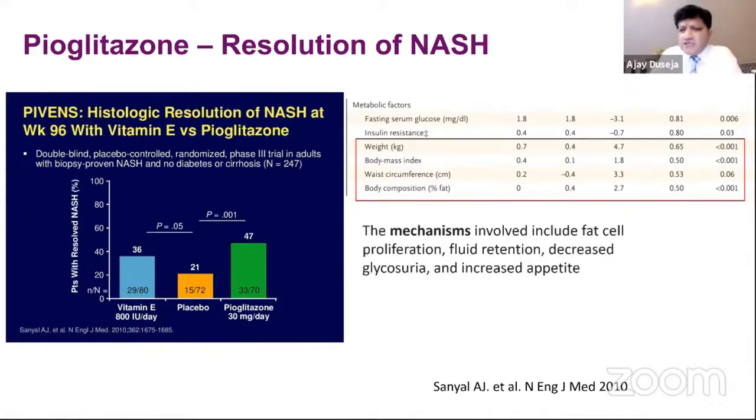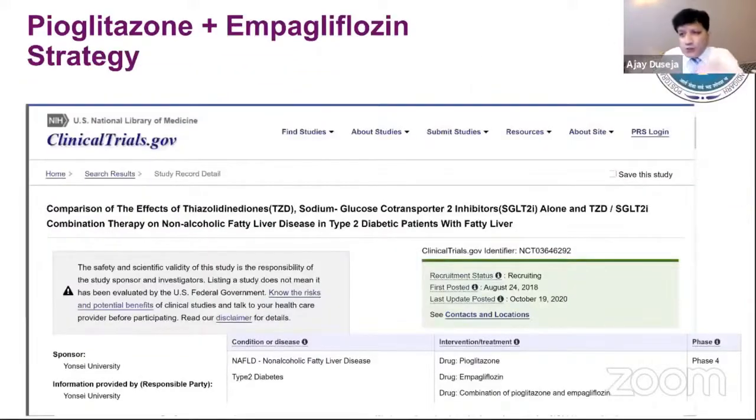And we know this is related to the fat proliferation, the fluid retention, and the decrease in glycosuria, increasing appetite. So multiple mechanisms are involved there. And there are some cardiovascular issues also which are associated with pioglitazone. So what is the strategy to reduce these side effects?